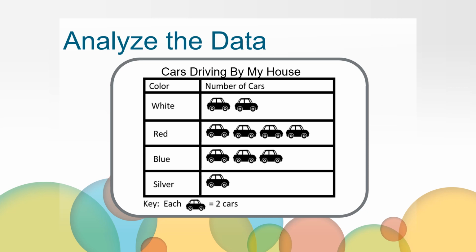Let's start at the top and count how many white cars drove by. Don't forget the key at the bottom tells us that we must count by 2s for each car picture we see. I'm glad we practiced counting by 2s at the beginning of our lesson today. Take a moment to count and write down how many white cars drove by. Did you count 4? That's right. If we counted by 2s for each picture, it would sound like this: 2, 4.